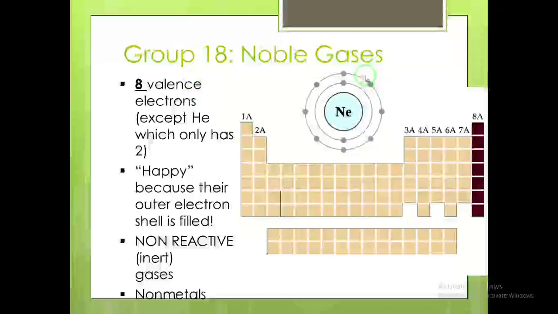Now you can see 1, 2, 3, 4, 5, 6, 7, 8. This shell can only take 8. The first shell can only take 2. Now these elements are happy because their outermost shell is filled and they don't really react. So they call them inert gases because they don't really react. And they are all gases.